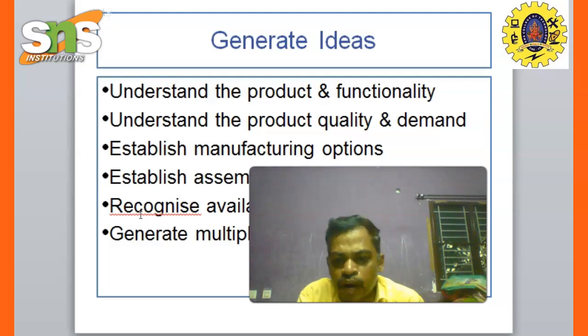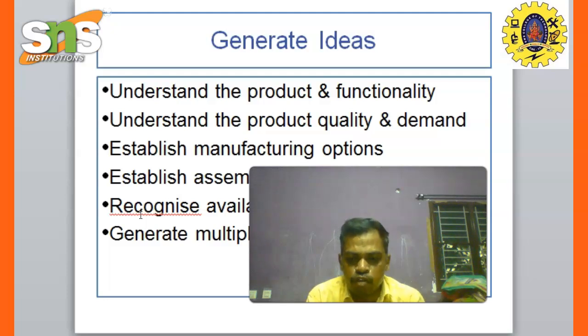Next, generate the new ideas. Understanding the product and its functionality: every laborer, worker, and employee should understand the company product and its functionality very well. If they are not aware of that product, they cannot achieve the quality and quantity. Understanding the product quality and demands: they are well aware of quality and customer demands. Each product should be manufactured with the expected level of quality. Quality awareness should be present in every employee of the company.